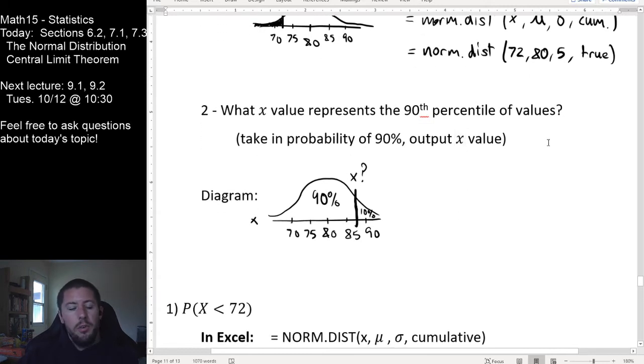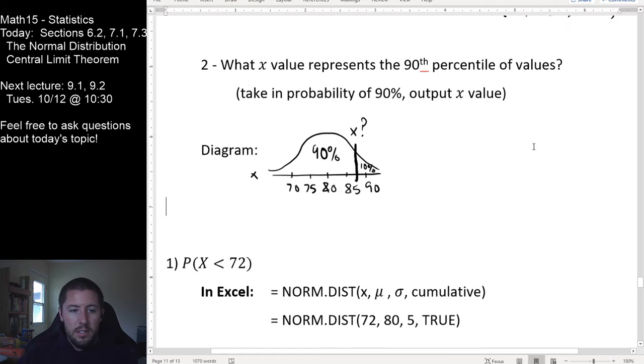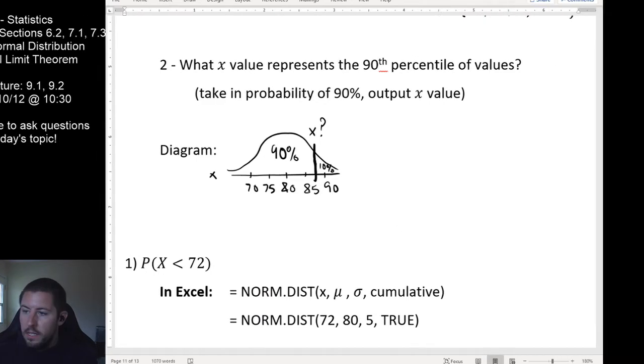So here what we're going to do is go find our norm stuff in Excel, but we're going to look for norm inverse. We want to do the backwards computation here. Let's pop back over into Excel. We'll state what it is that we want.